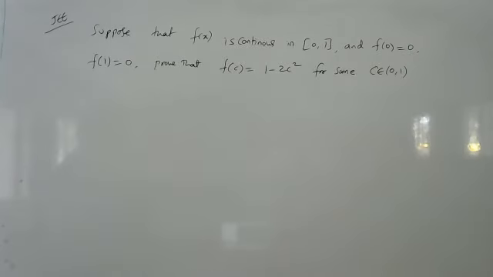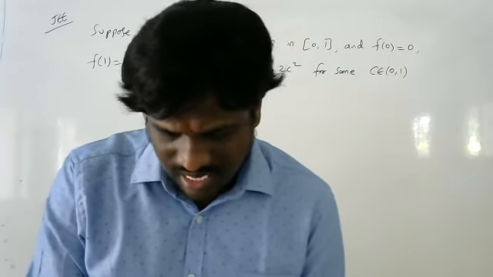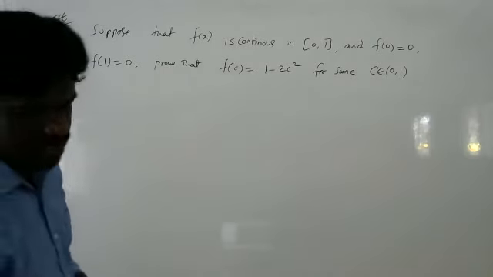So here we have to prove this. What is the question? Suppose that f of x is continuous in the closed interval 0 comma 1. f of 0 is 0 and f of 1 is 0. Prove that f of c is equal to 1 minus 2c square. How to solve such questions? I am going to explain right now. Very simple. Listen to me, these are very important. It's a JEE previous year question. These model questions are asked in the JEE. They can create A, B, C, D options on this.